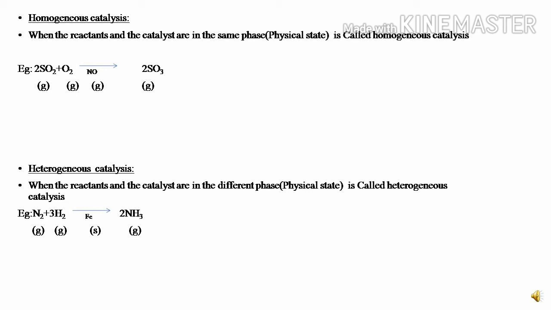That means reactants and catalyst are in different physical states. That's what we are going to define here. When reactants and catalyst are in different phases or different physical states, it is called heterogeneous catalysis. So in homogeneous catalysis, reactant and catalyst are in the same phase, whereas in heterogeneous catalysis, reactants and catalyst are in different physical states or different phases.